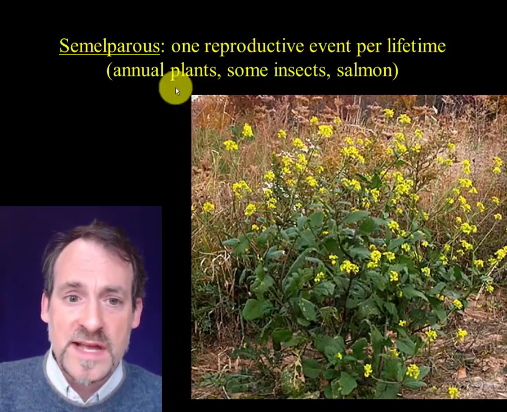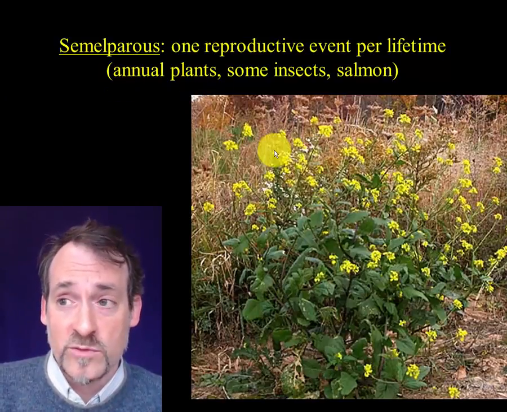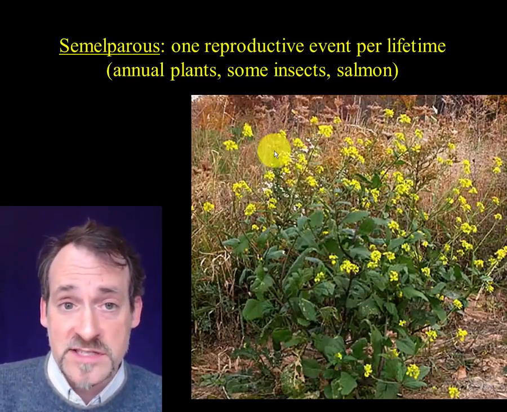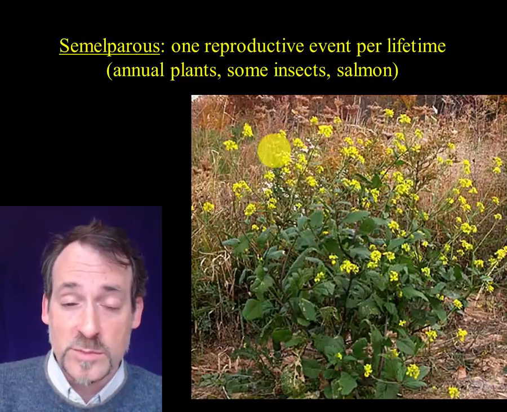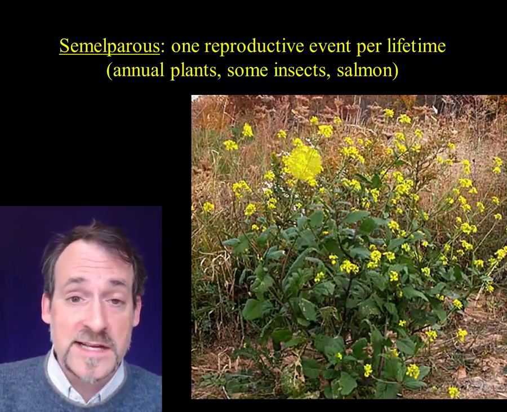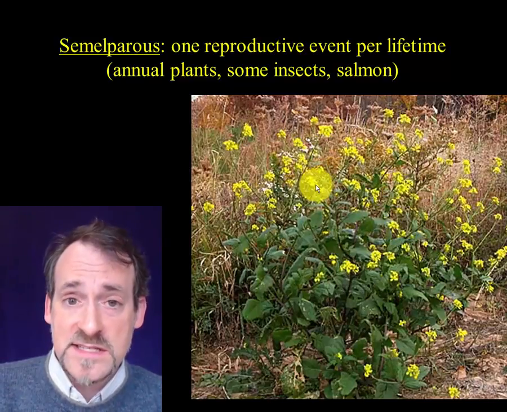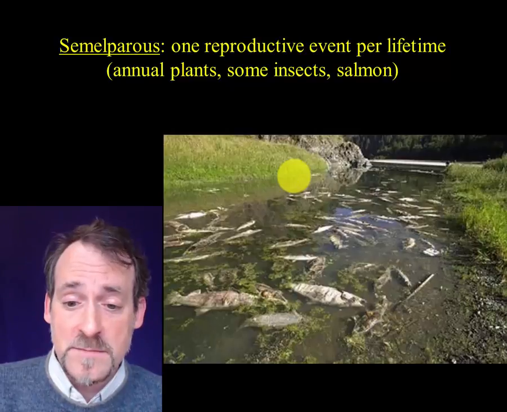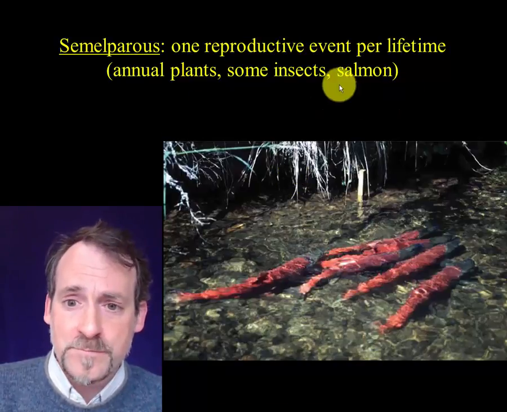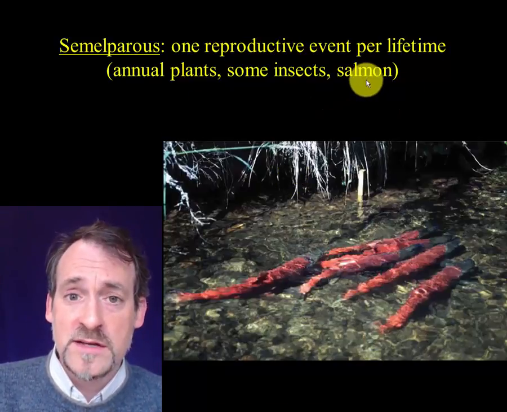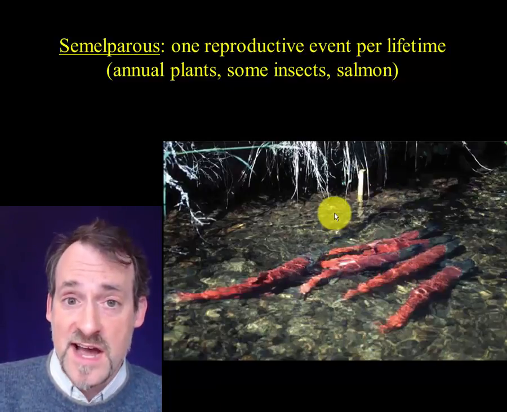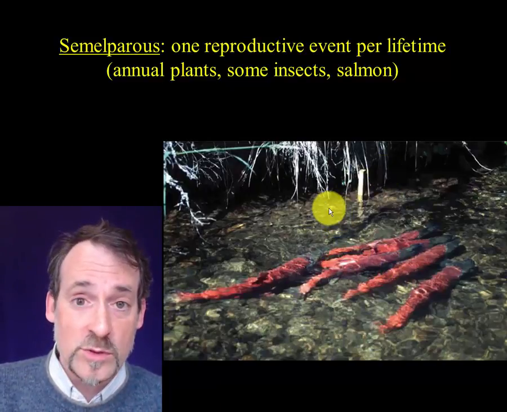So for example, annual plants are plants that only live 1 year. At the end of that growing season, they set seed and the adult plant dies. There are a lot of plants that are like this, especially weedy plants. Many insects only survive for 1 season. Salmon as well swim upstream, they reproduce once, and then die at the source of the stream where they were born.